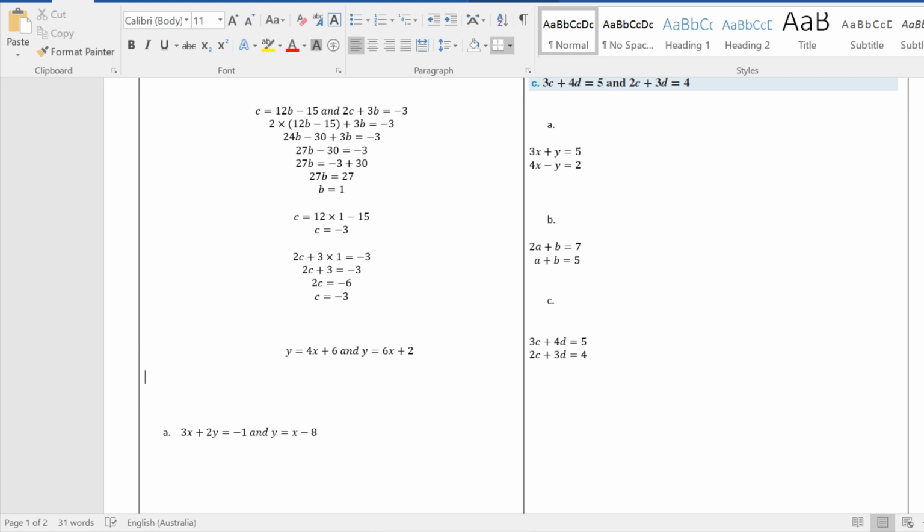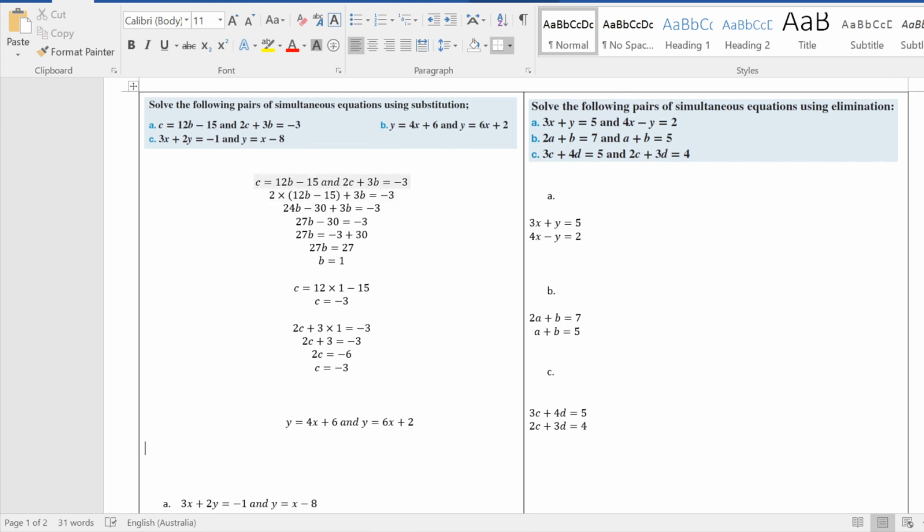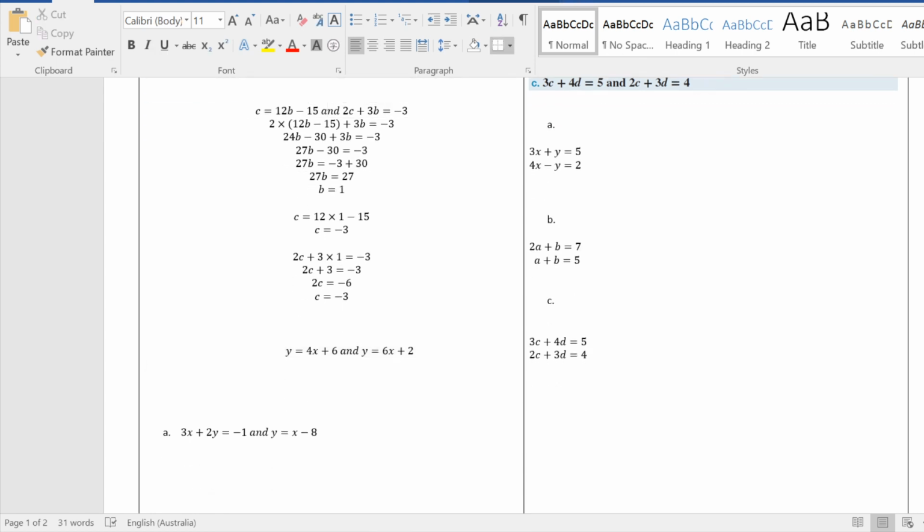Now, this one is a little bit different because what we have is y equals 4x plus 6 and y equals 6x plus 2. There's nothing stopping you, for argument's sake, rearranging the left or the right one, getting a value for x, and then substituting it into the other one like we had up here. Notice how one was an exact x value, and we just substituted it in here. Now, we can still do that.